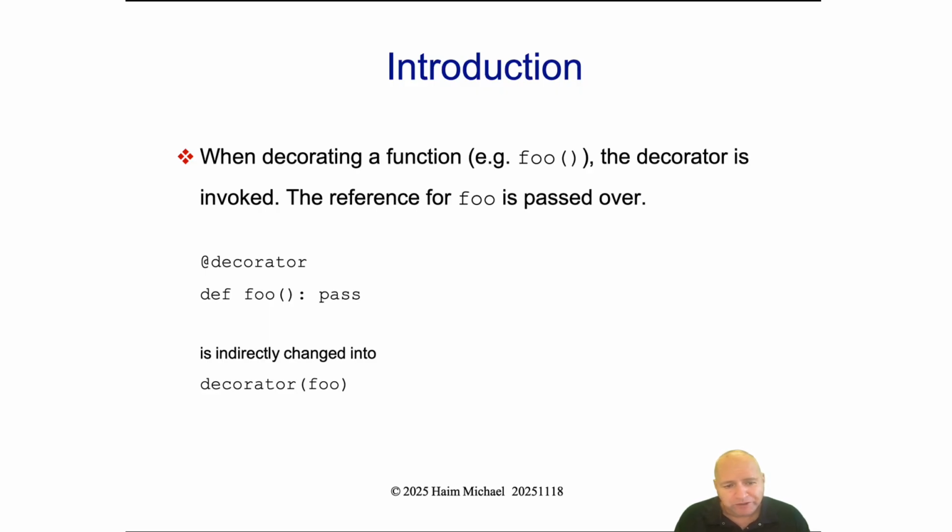In this code sample, you see the function foo, and foo is decorated using a decorator. The decorator is actually a function. So indirectly, what happens is that the decorator function is invoked and foo is passed over, or to be more precise, what is passed over to the decorator function is the reference to the object that represents the foo function.